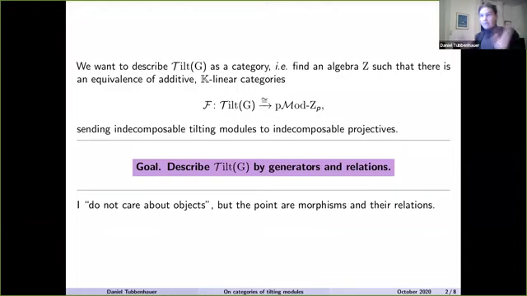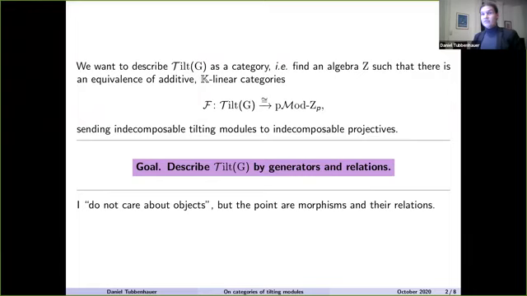So very simple question, right? The question itself should be easy to understand. You have a category. It's not really abelian, but you have some additive category and you're looking for some nice algebra such that projective modules of that algebra are equivalent to your starting category. I will try to sell you a certain philosophy, you will see that.